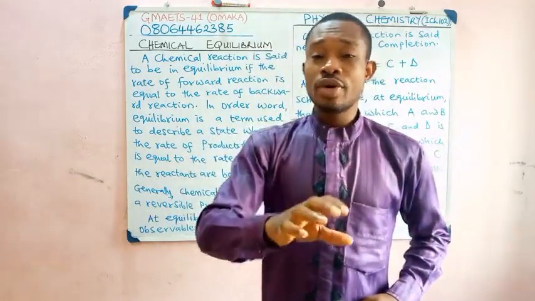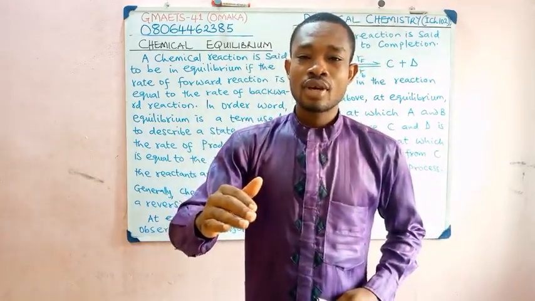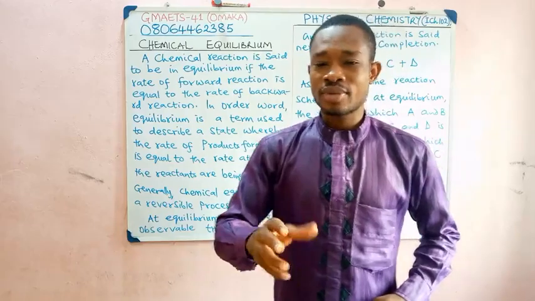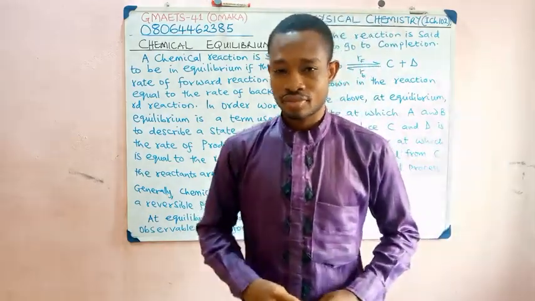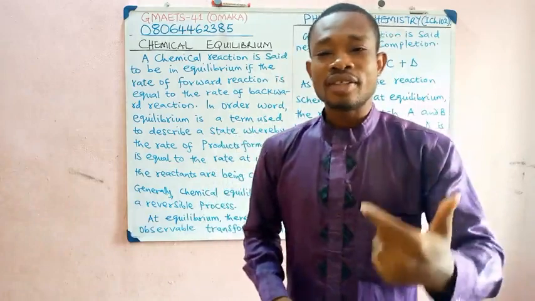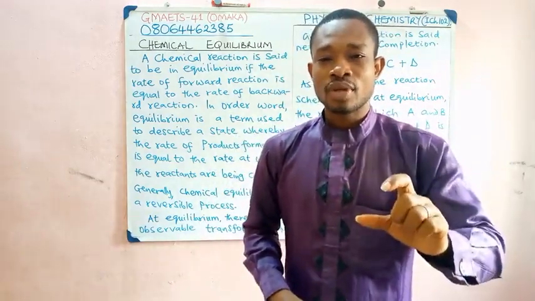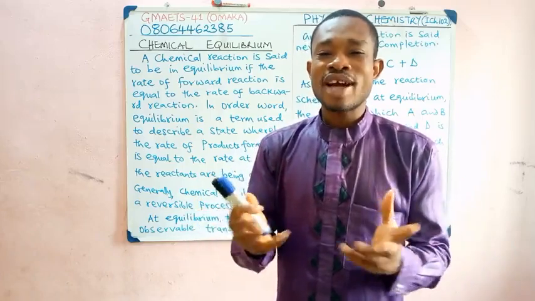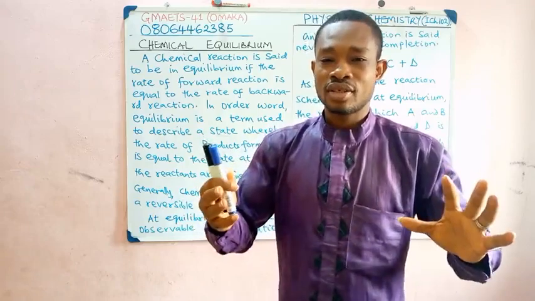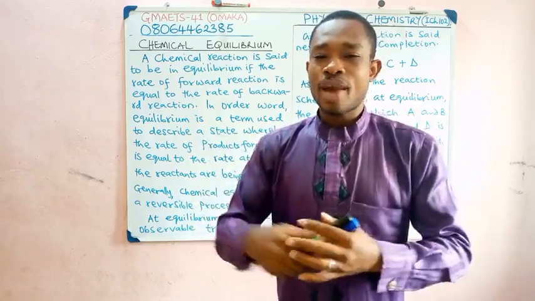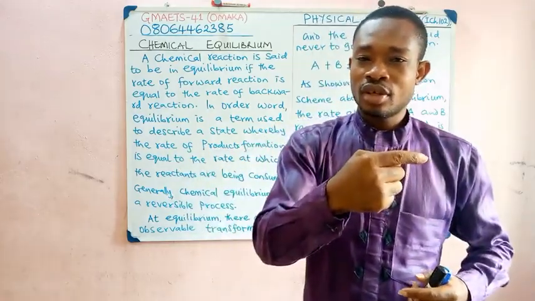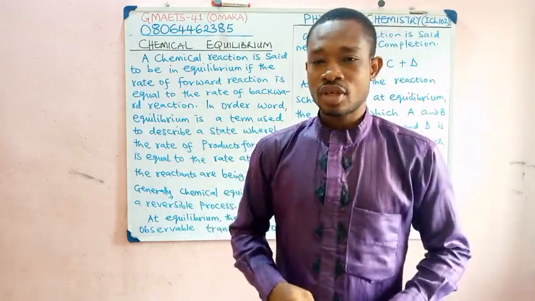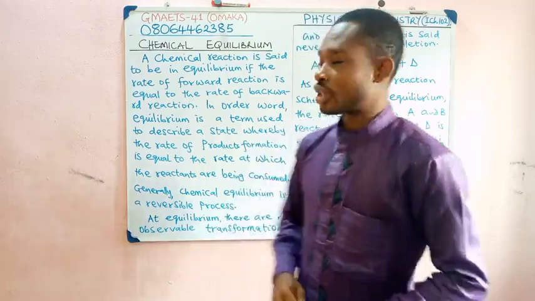In this video, we are going to look at the topic chemical equilibrium, a very important concept encountered in chemical reaction. We start first by defining the term equilibrium. But first, we should know that equilibrium as a word is a term that suggests equality. That suggests that something happening in one direction is equal to what is happening in its opposite direction. So it's related to chemical reaction.